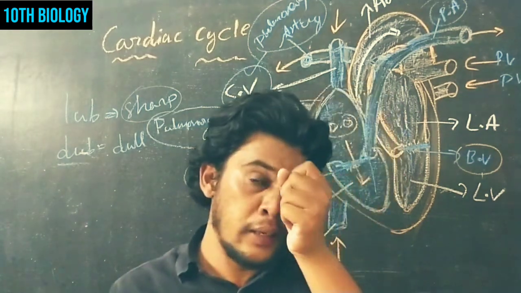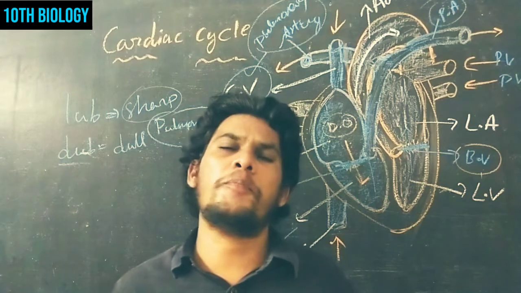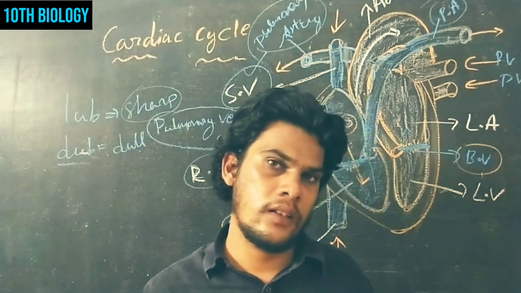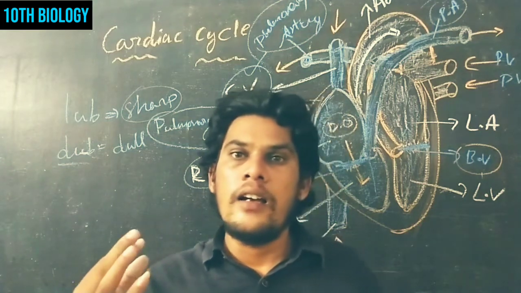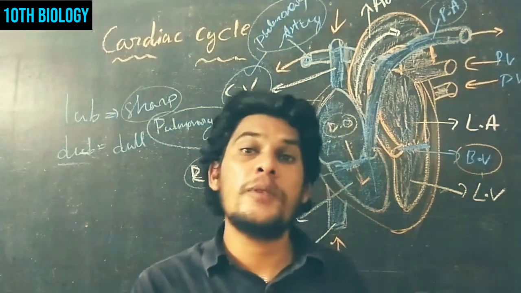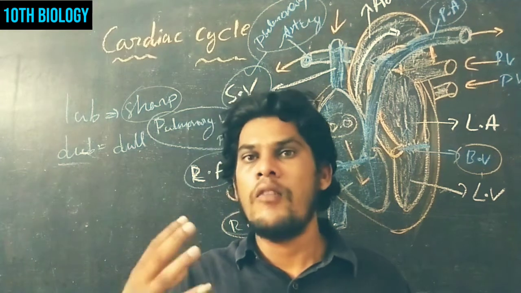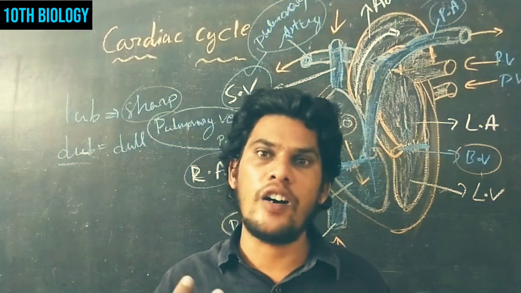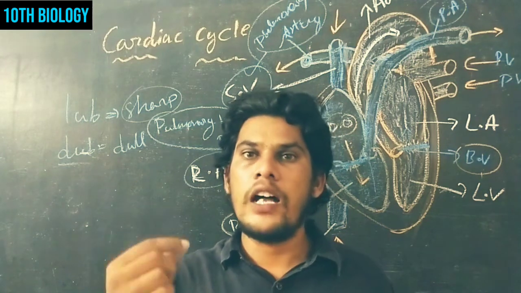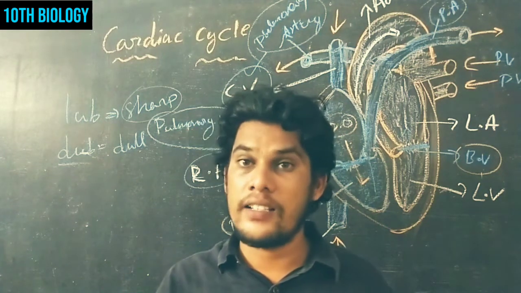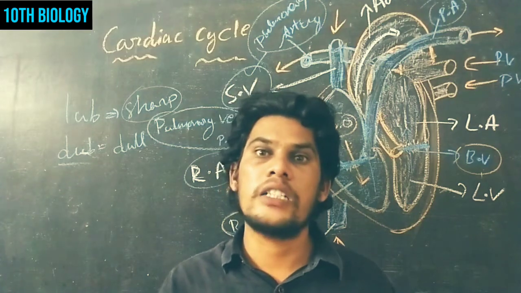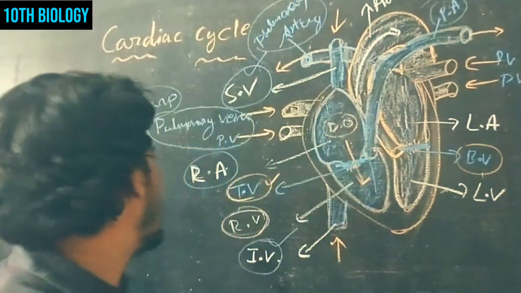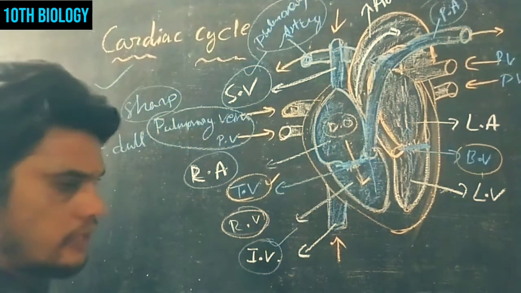They will ask the question, which valves produce the lub sound? The tricuspid valve and the bicuspid valve. Why do the tricuspid valve and bicuspid valve produce sound? Because while the blood tries to go back to the auricles, the valves present between the auricles and ventricles close with a force. That's why they produce sound. It's enough. Are you clear? So like that the sharp sound is produced.